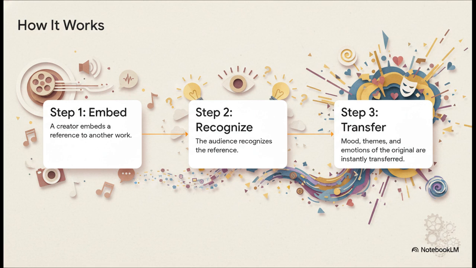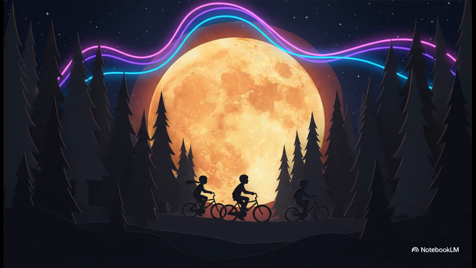Step 1, a creator embeds a reference. Could be a camera angle, a line of dialogue, anything. Step 2, you, the audience, recognize it. And step 3, bam. All the emotions, all the themes, all the baggage from that original thing gets instantly transferred over. Think about Stranger Things, for example. The creators didn't have to waste a ton of time explaining the vibe of their world. Nope. They just showed us some kids on bikes, threw in some spooky 80s synth music, and our brains immediately went to movies like E.T. or Poltergeist. Just like that, the whole theme of childhood adventure meets supernatural horror was set up in minutes.